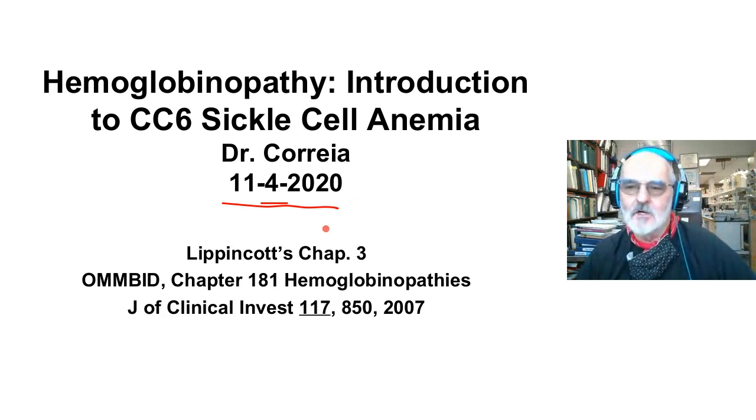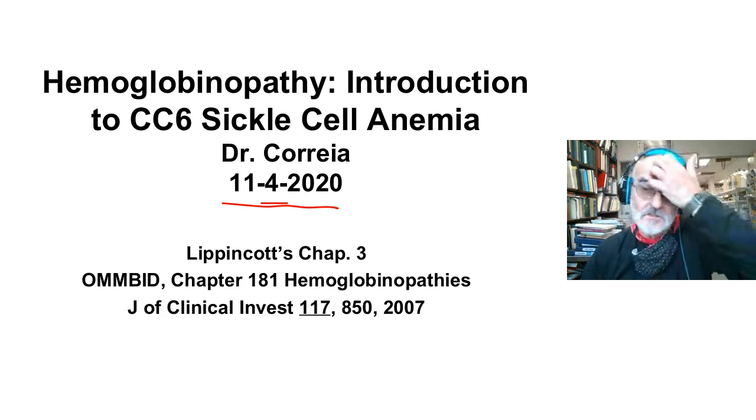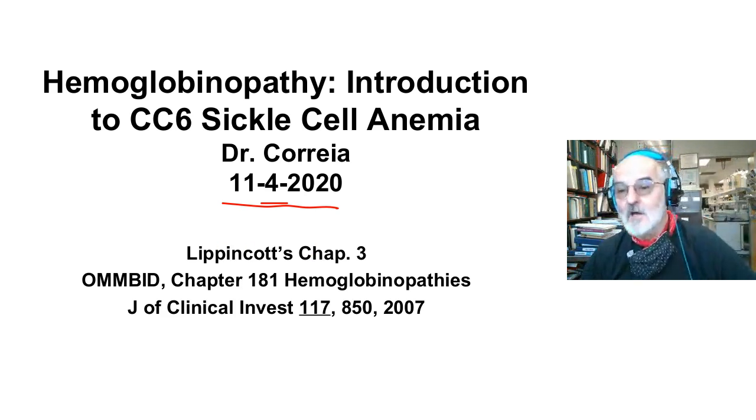Okay, so your primary source should be Lippincott's. Chapter 3 has a nice discussion of hemoglobin structure function. There's also a really nice discussion on hemoglobinopathies, sickle cell, thalassemias in general. So you should be well aware of what it means to have an alpha or a beta thalassemia, in addition to what the sickle cell mutation, hemoglobin S, or the C mutation, or the hemoglobin SC mutation means.